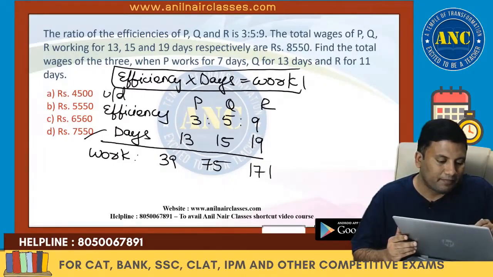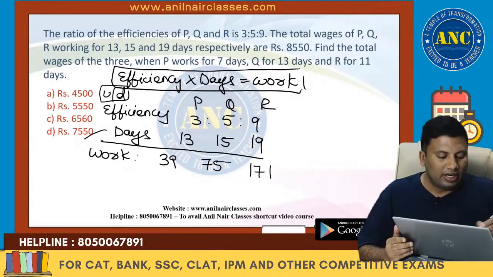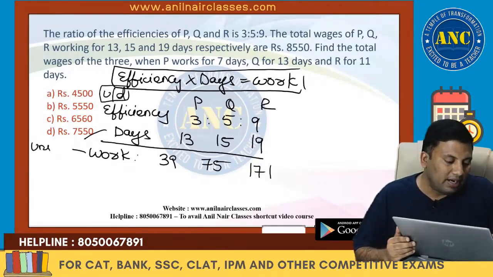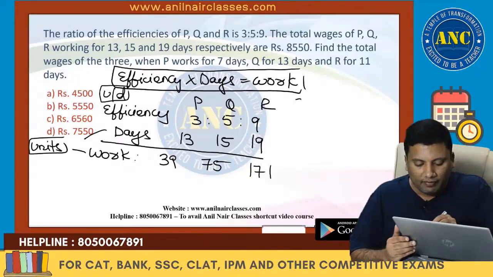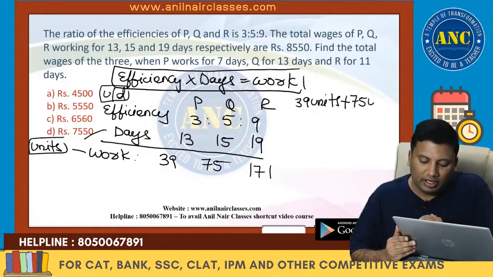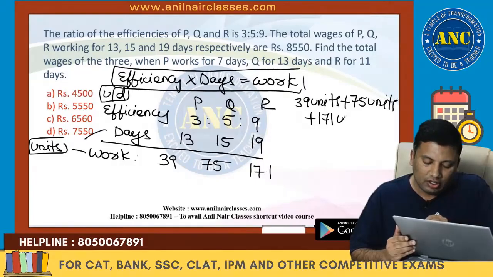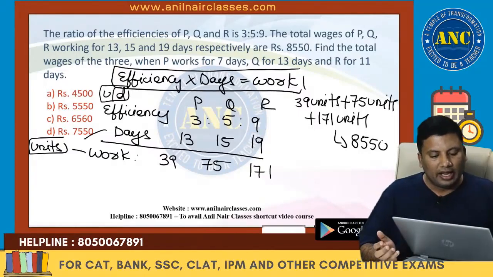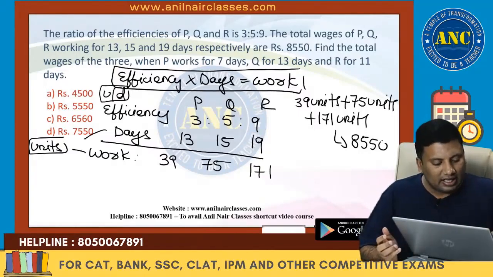These are nothing but units. Efficiency is units per day, and units per day into days gives the number of units. So 39 units plus 75 units plus 171 units. The total salary they got is 8550. But that is not the question.